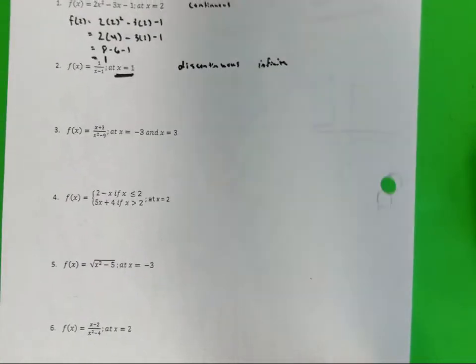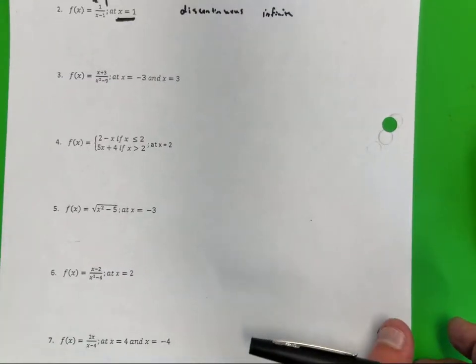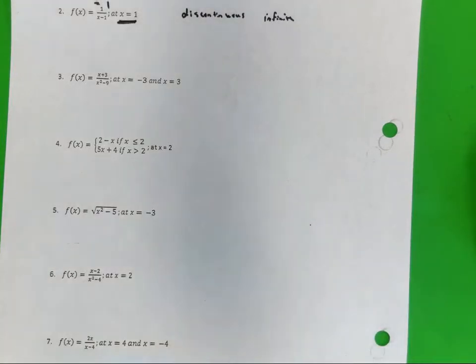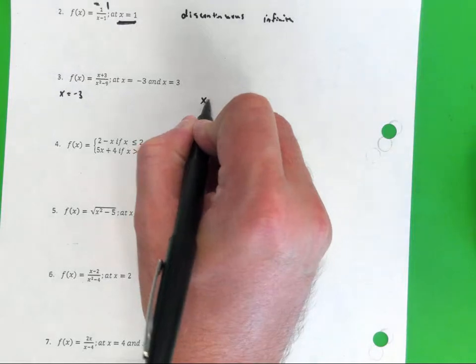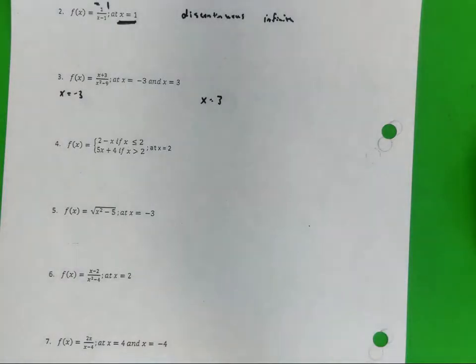All right, number 3. When they give you 2, you have to determine both of them. So this is going to be x equals negative 3 over here, and x equals 3. Why do we do that? Because we have 2 points to check here: x equals negative 3 and x equals 3.